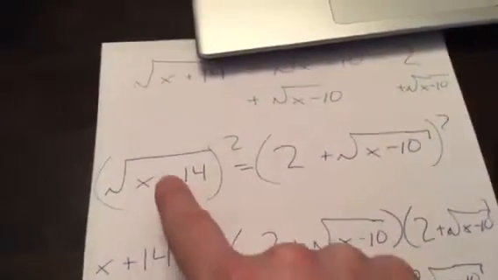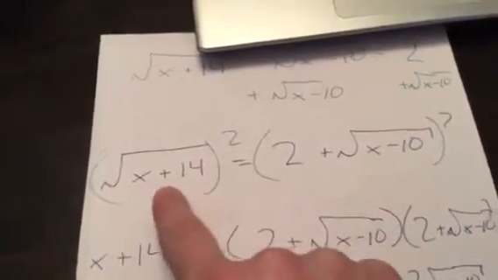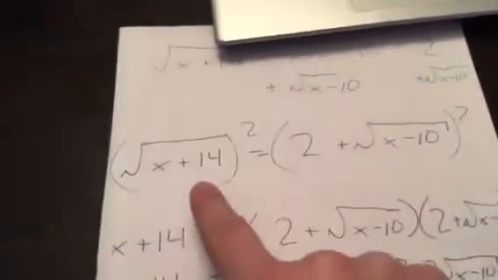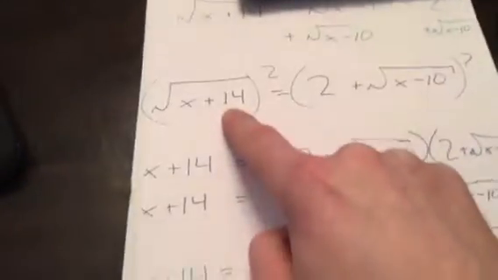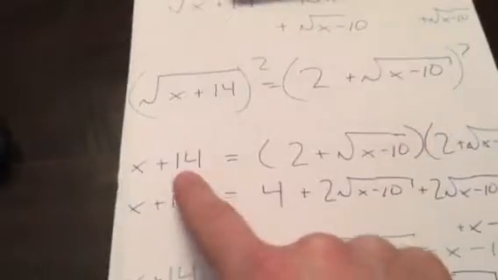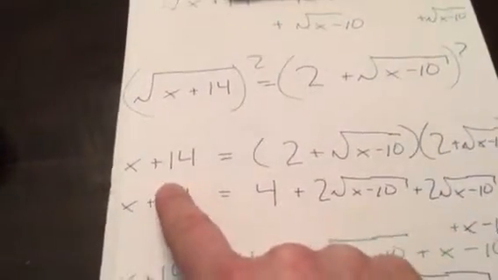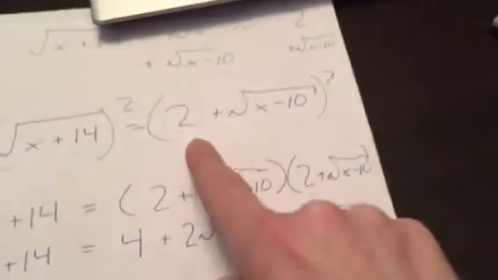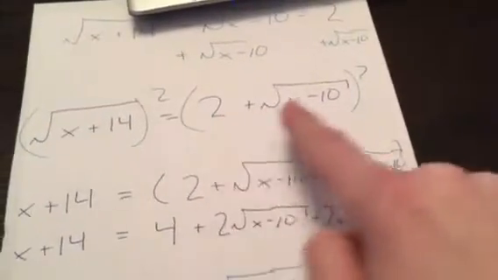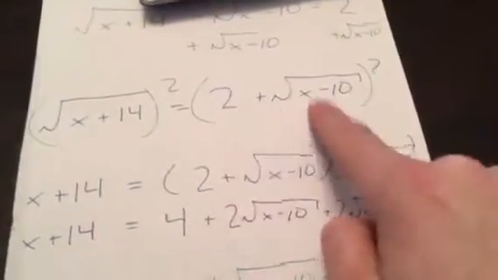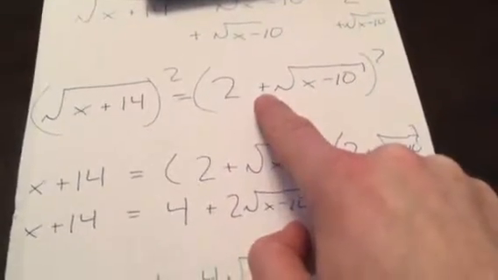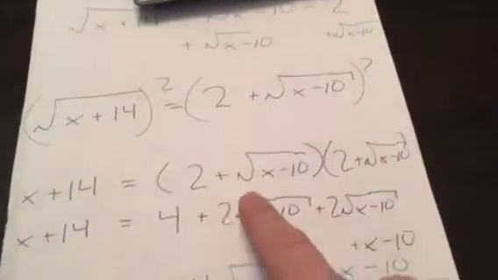Now the trick to get rid of that radical here is to square both sides. So I'm going to do that here. Over on the left, squaring the radical just gets rid of the radical. So that square root sign goes away, and I'm just left with x plus 14. Over here, this is a binomial. We have two terms, one term and another, separated by a plus sign. So what we have to do is FOIL that out.